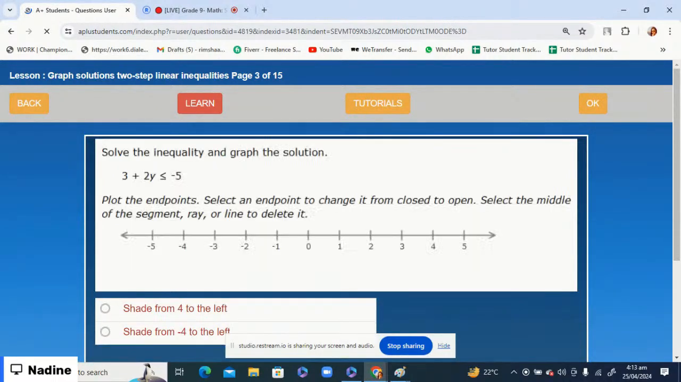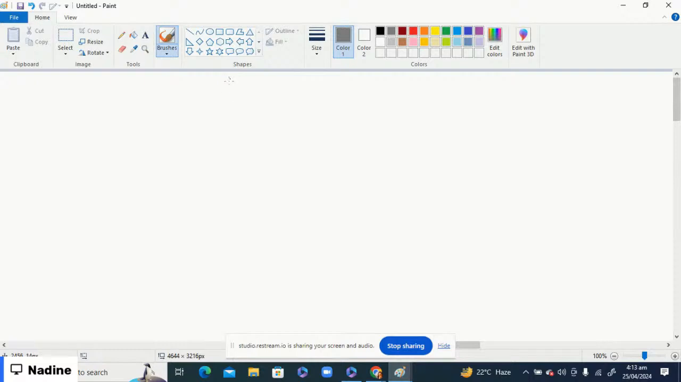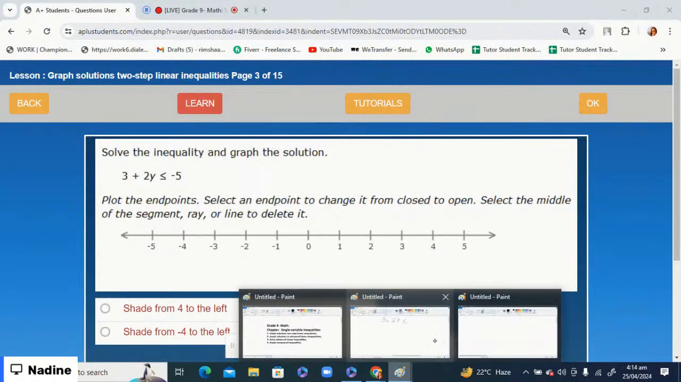All right. Hope you guys understand this lesson. And let's do one more question for that. So 3 plus 2y, which is less than or equal to negative 5.